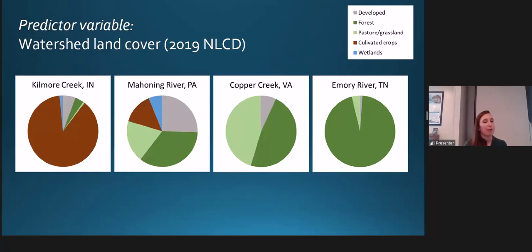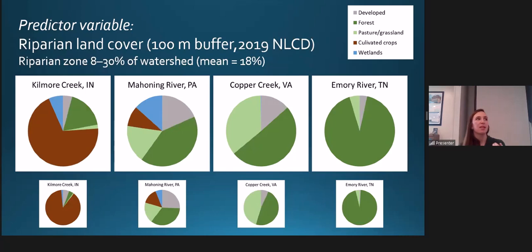We're also leveraging a lot of federal and state databases to quantify some of these other wide-ranging predictors of mussel declines. For example, here we have the National Land Cover Database, and you can see for 4 of our 2021 sites, our sites span a gradient between a lot of agriculture versus highly forested. And we're also categorizing the amount and the type of land cover in the riparian zone as well.